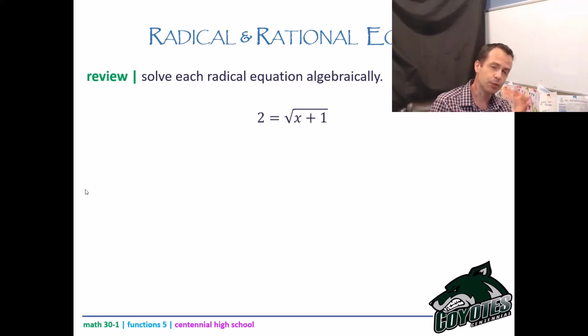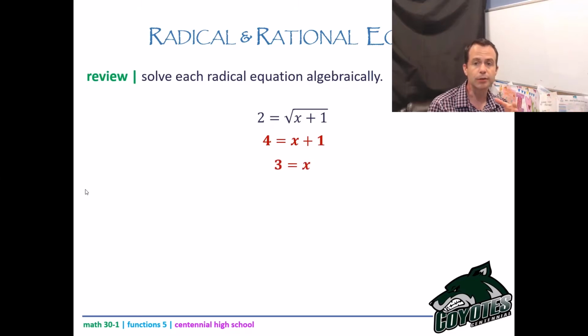So I'm going to take 2 equals the root of x plus 1. I'm going to solve that algebraically. So I want to get rid of the radical. I'll do that by squaring both sides. So that'll be 4 equals x plus 1. And then I will bring that 1 over and I have x is 3.